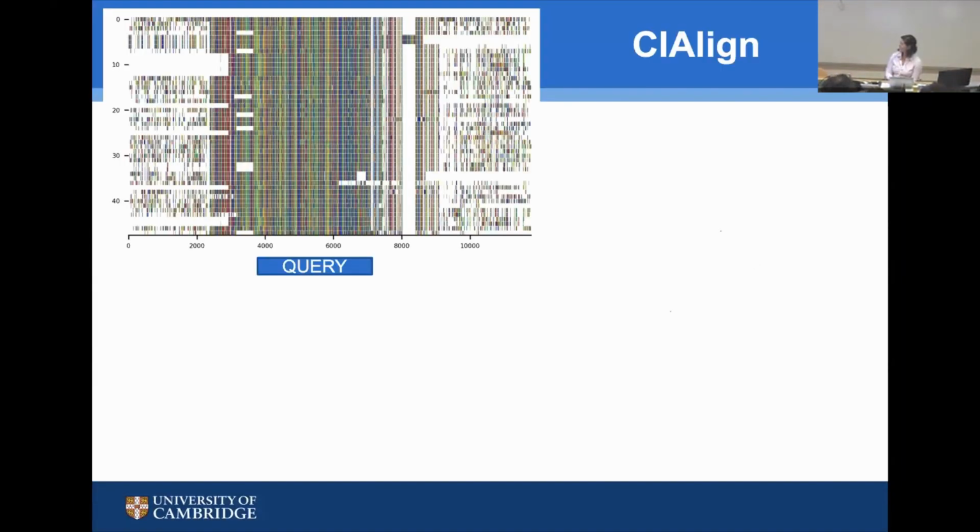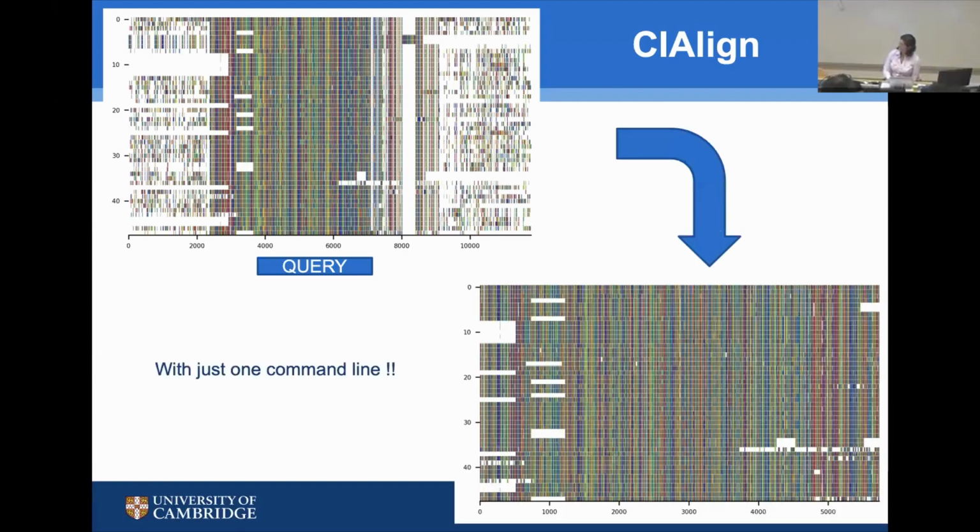So that was the original alignment that we put in, okay? Remember that our query was only a fraction of that alignment. We did a BLAST and extended, but now it looks very messy on the edges, and there are a lot of indels. With CI Align, with just one command line, we can switch from the top alignment to the bottom alignment, and that looks a lot better in terms of conservation.